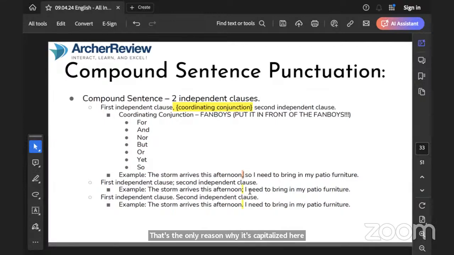So the storm arrives this afternoon. I need to bring in my patio furniture. I didn't put anything in there between them. I didn't put a word between them. So I'm going to have to put a semicolon there.